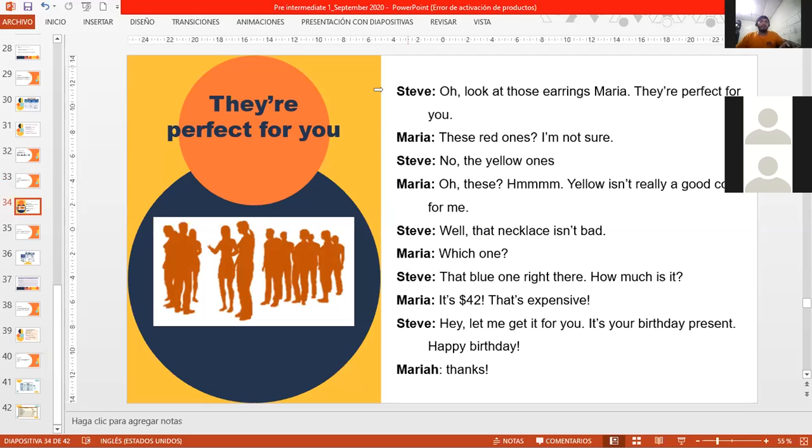Oh, look at those earrings, Maria. They are perfect for you. These red ones? I'm not sure. No, the yellow ones. Oh, these? Yellow isn't really a good color for me. Well, that necklace isn't bad. Which one? That blue one right there. How much is it? It's $42. That's expensive. Hey, let me get it for you. It's your birthday present. Happy birthday. Thanks.